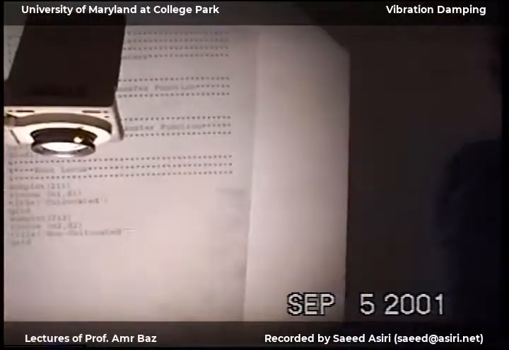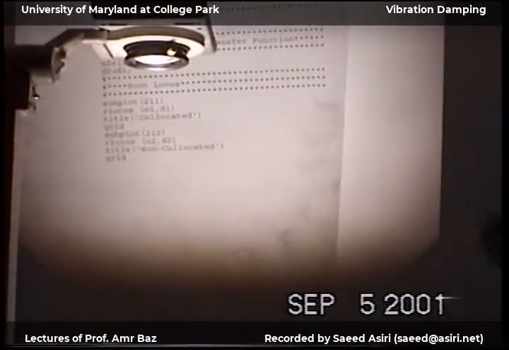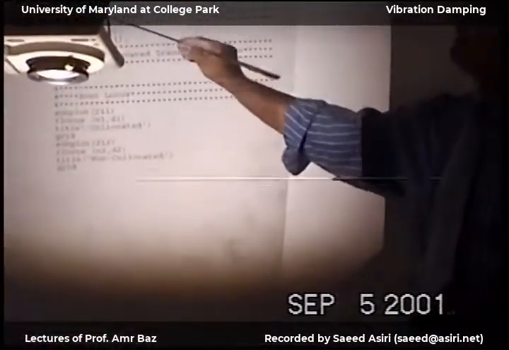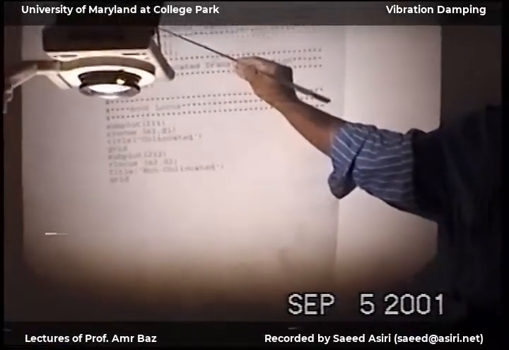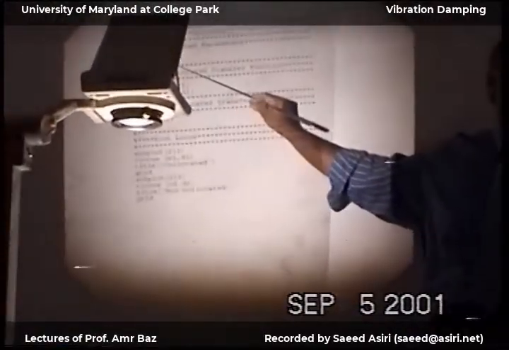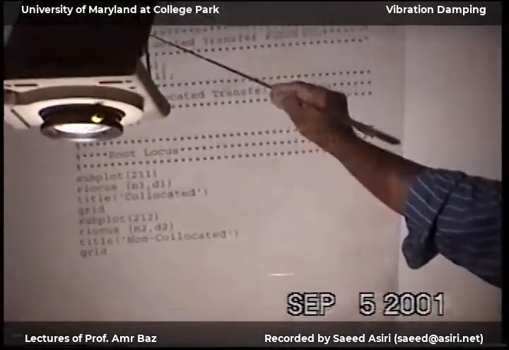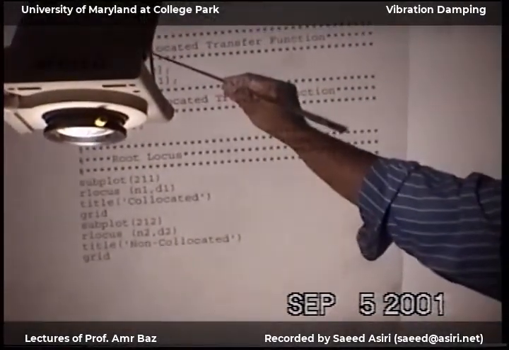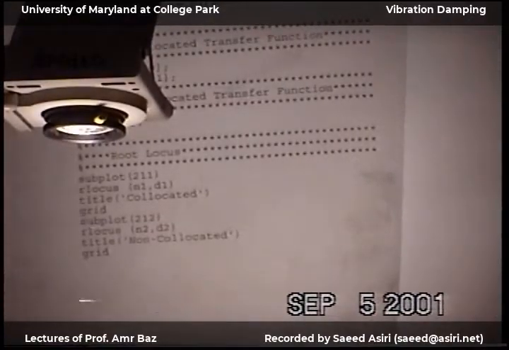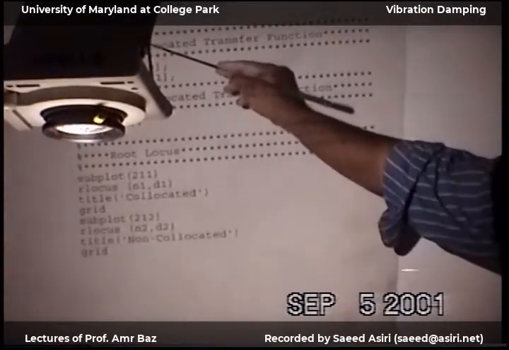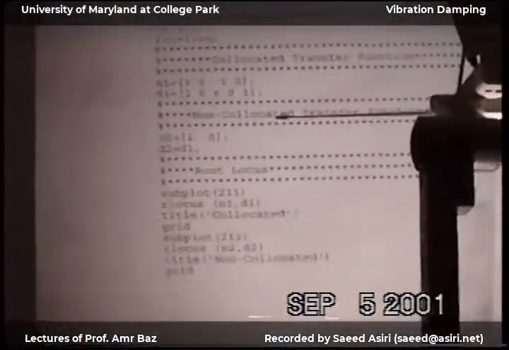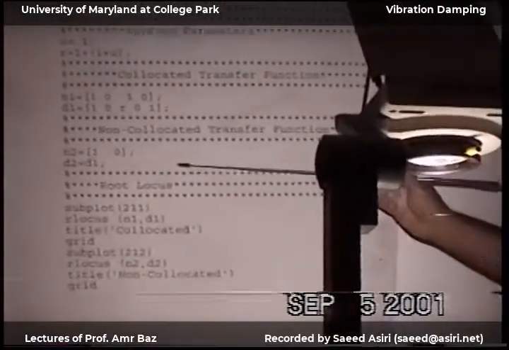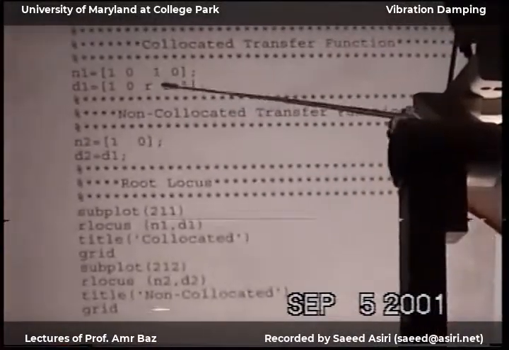This is the program that you have. So I just called R as 1 plus 1 plus mu, and we should have here R squared, but I took R squared, R is equal to 1. The mu, the mass ratio between M2 and M1, I took it as 10%, 1/10. Now, the collocated transfer function, exactly like what we said. The non-collocated transfer function, as we said, the same denominator.